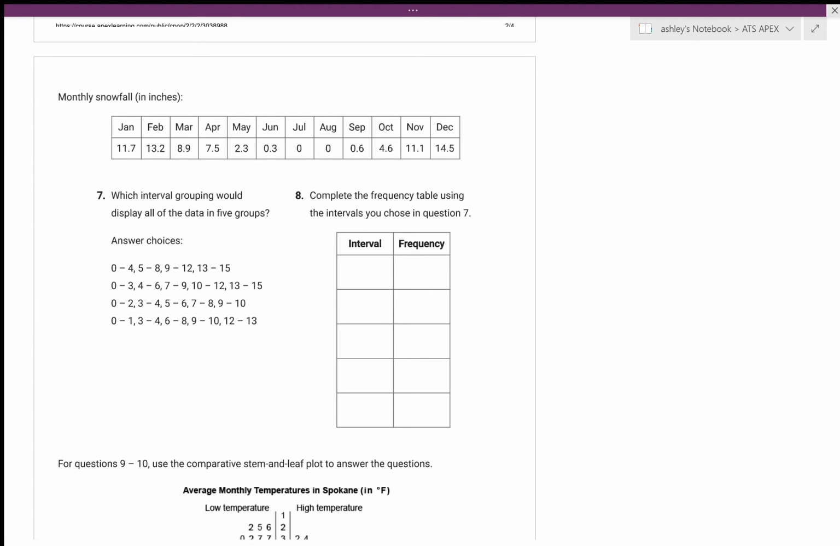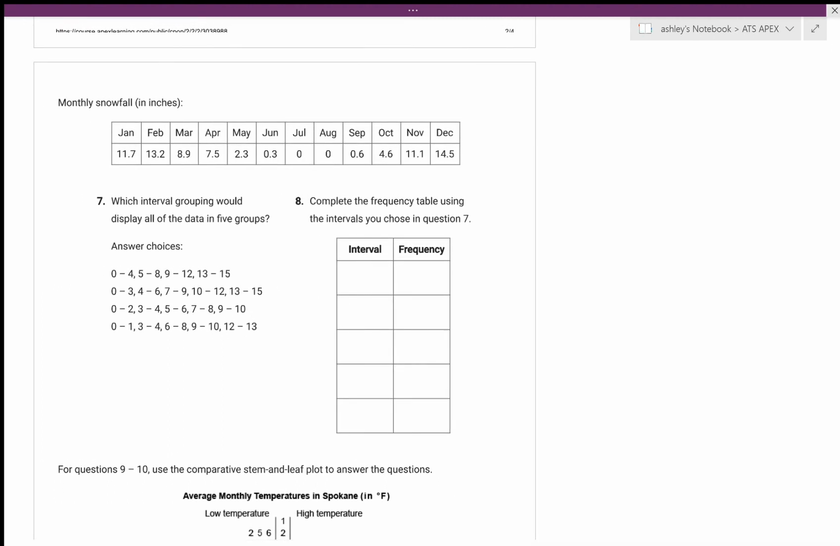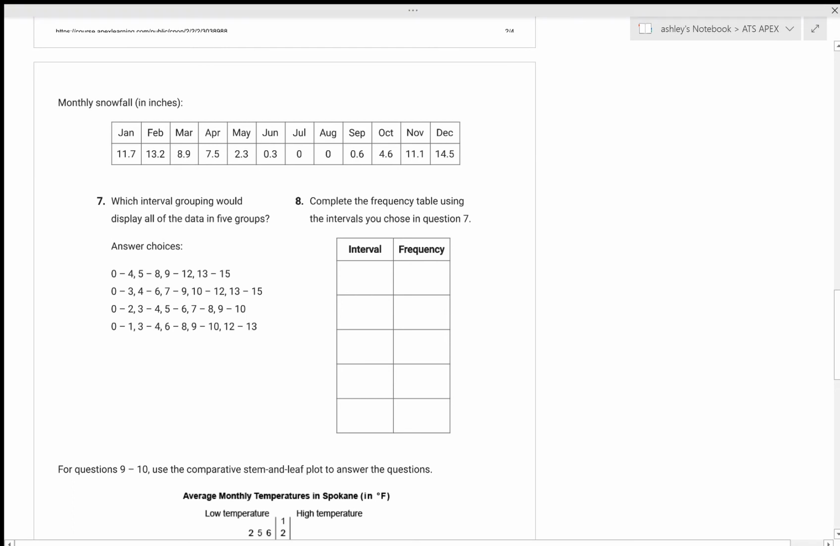So what you want to do, it says 5 interval groups. What I want to do is find my lowest number, which thankfully is easy, 0, and my highest number, which in this case would be in December, that 14.5. When we do an interval group, though, we want to have whole numbers, so I need to round up. So my interval should go from 0 to 15, right? So I have 15 different spots, basically.